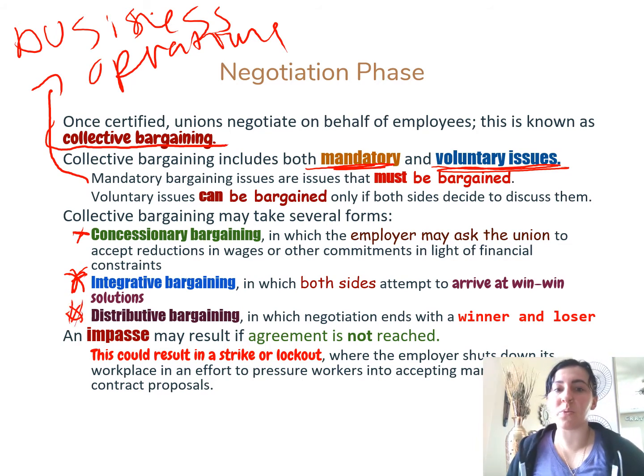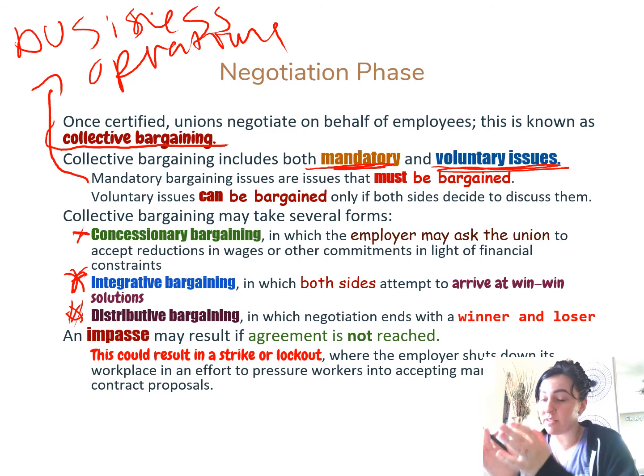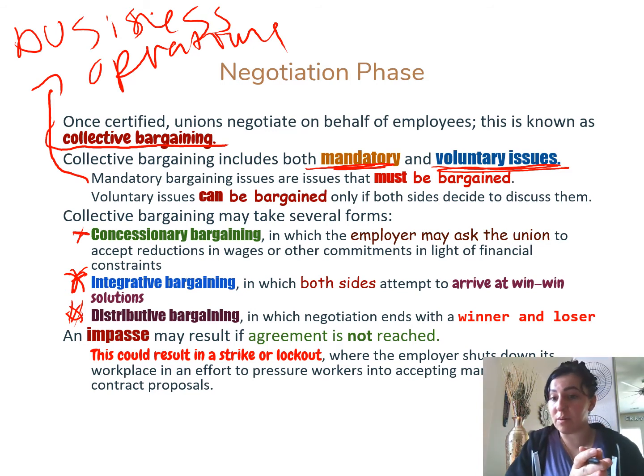Next is distributed bargaining. Distributed bargaining is when there's a winner and there's a loser. Someone has to lose and the other person gains. The other person gets what they want, and then one side does not.